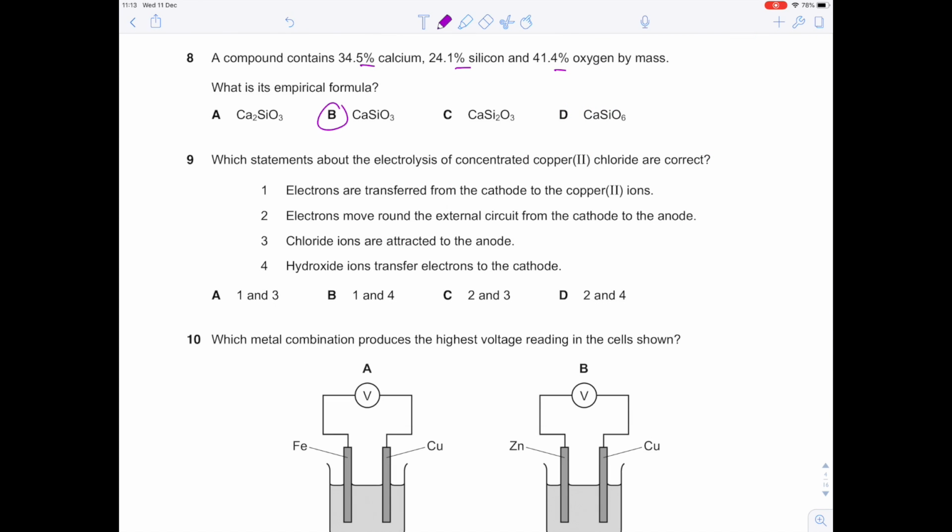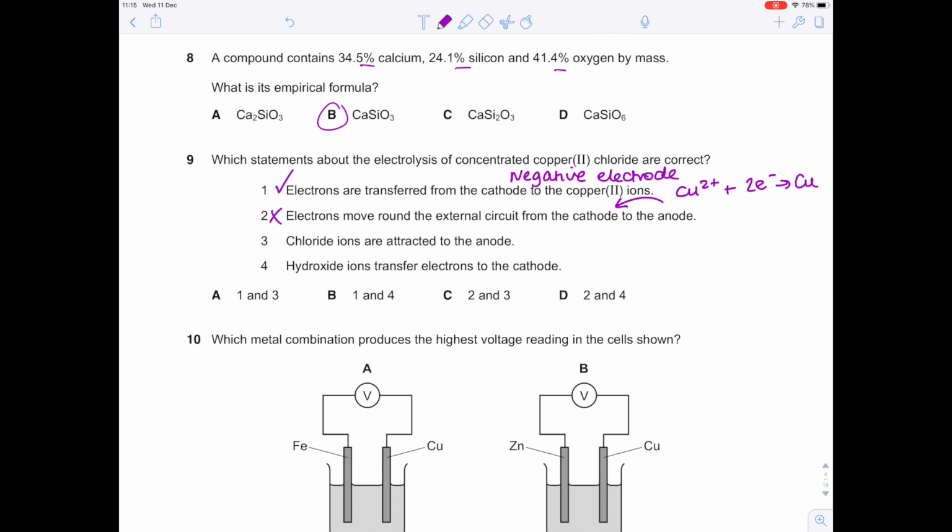Which statements about the electrolysis of concentrated copper 2 chloride are correct? Number 1, electrons are transferred from the cathode to the copper ions. Remember that the cathode is the negative electrode. We know that the copper 2 ions become copper atoms through the addition of electrons. So this is true. Electrons move around the external circuit from the cathode to the anode. This is false. It's the other way around.